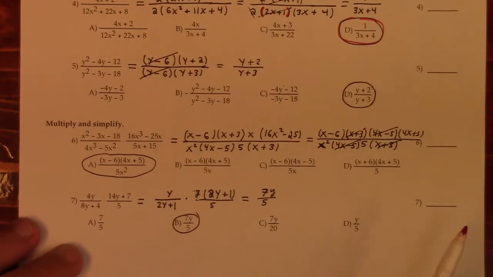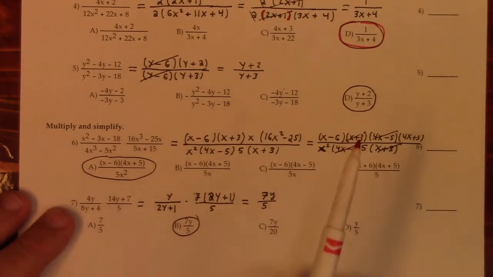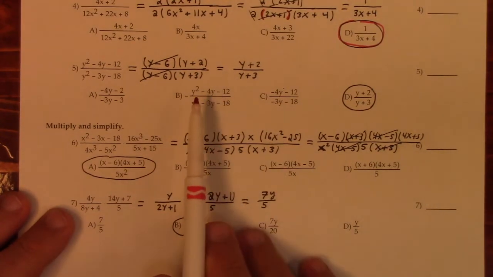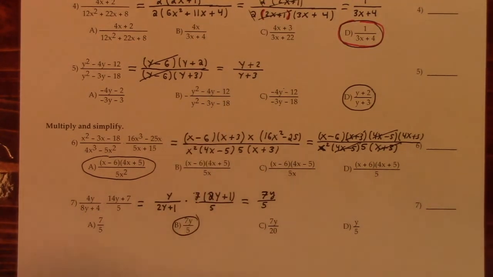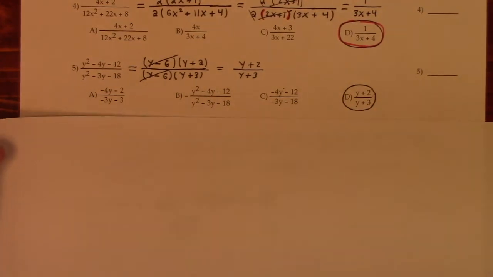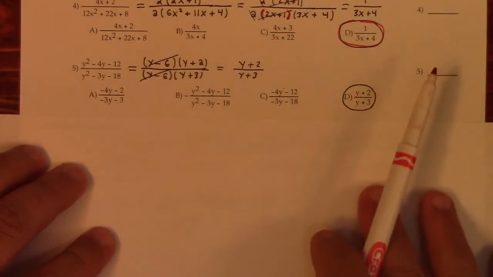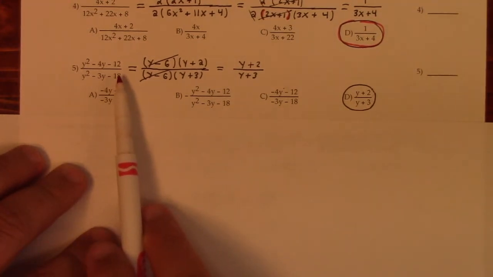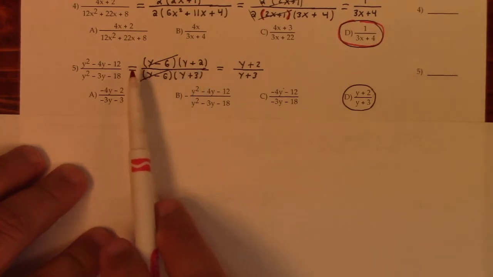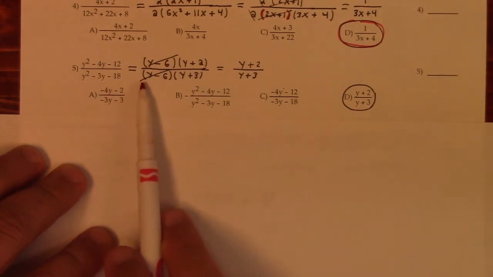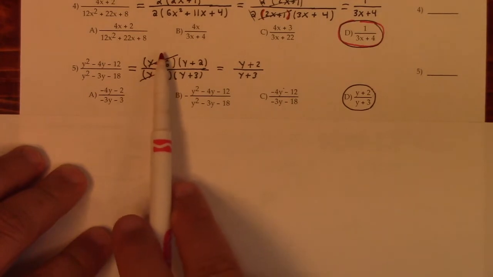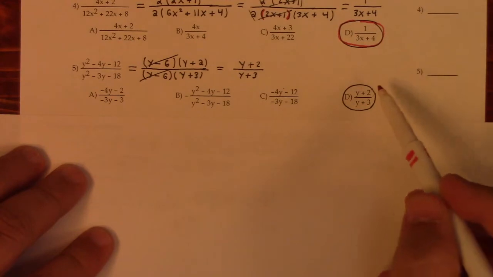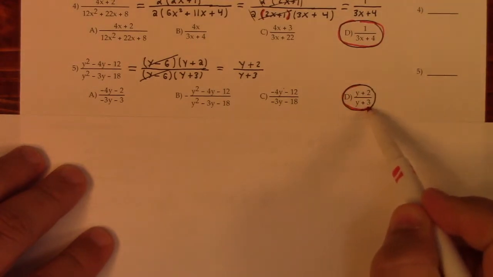Number 5. Here we go. So let me get my cover sheet so I focus a little bit better here. Number 5. I factored y squared minus 4y minus 12 into y minus 6 times y plus 2, and y squared minus 3y minus 18 factors like so. Then there's a common y minus 6, which I can cancel out, and that leaves me y plus 2 over y plus 3, which led me to D.